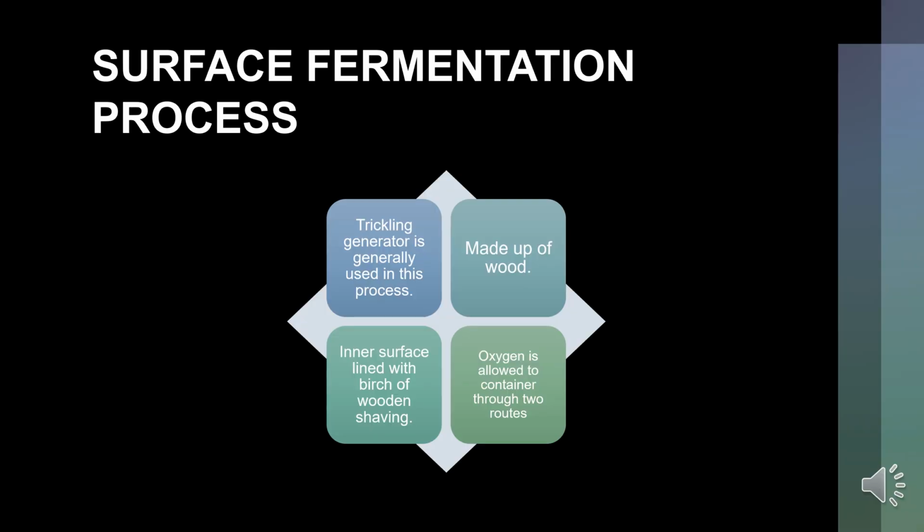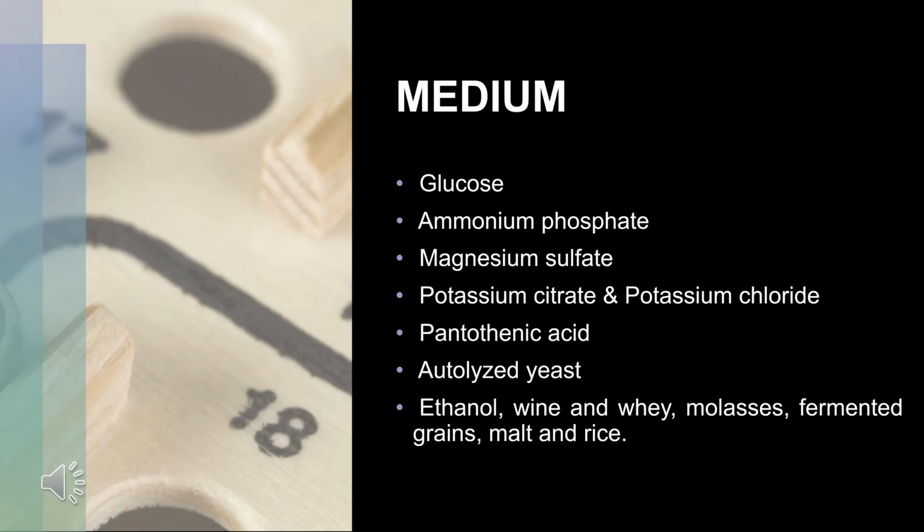Surface fermentation process. A trickling generator is generally used in this process. The containers were made of wood, with the inner surface lined with wooden shavings. Oxygen is allowed into the container through two routes. Media used for the surface fermentation process are glucose, ammonium phosphate, magnesium sulfate, potassium citrate, potassium chloride and autolyzed yeast. Substrates used are ethanol, wine, whey, molasses, fermented grains, malt and rice.